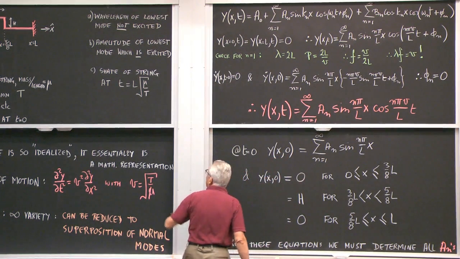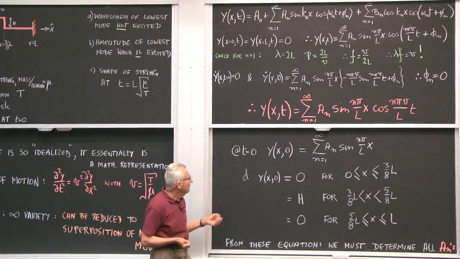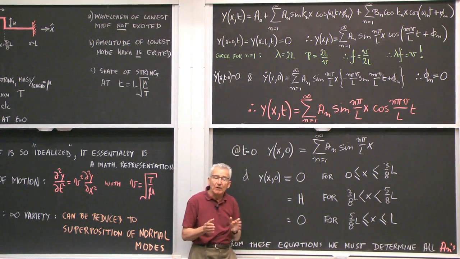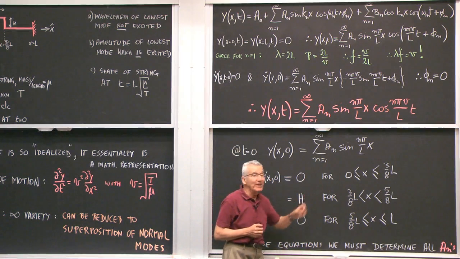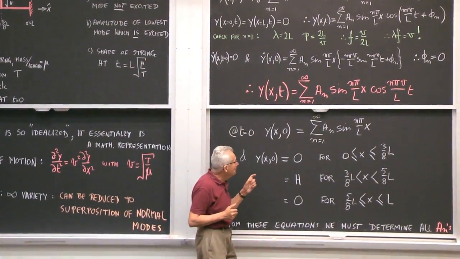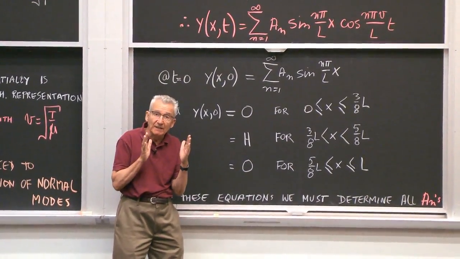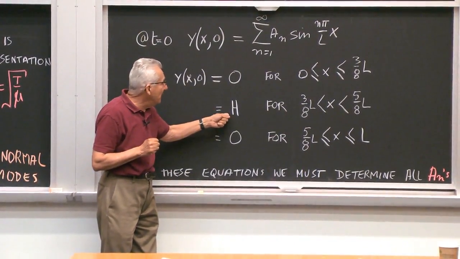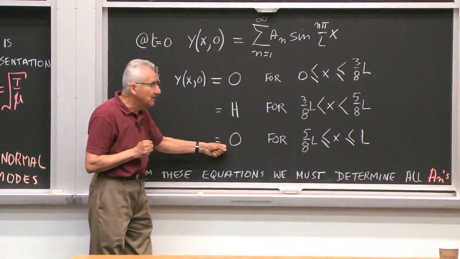So I look at the original shape, and I can describe it mathematically. y of x at time equals 0 is 0 at all points from one end of the string to where the distortion starts. And it starts at position 3/8 L, if you look at the diagram. Then from x of 3/8 L to x of 5/8 L, the string is straight again and it's displaced by a distance h. And afterwards, past the 5/8 L, it is back to 0.